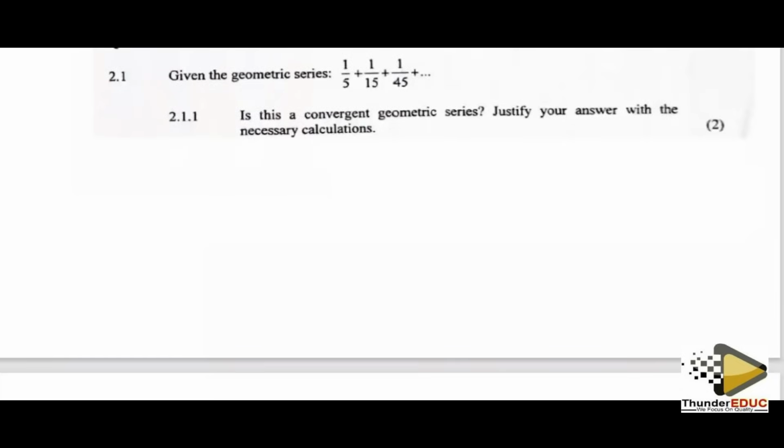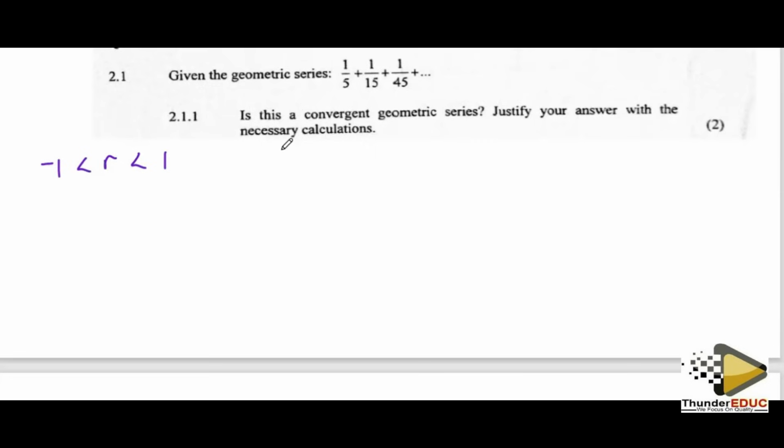Question number 2, they are telling us, given the geometric series, we have 1 over 5 plus 1 over 15 plus 1 over 45 and so on. The question is, is this a convergent geometric series? You must justify the answer with the necessary calculation. One thing we know is that the condition for a series to be convergent is that our common ratio must be between -1 and +1.